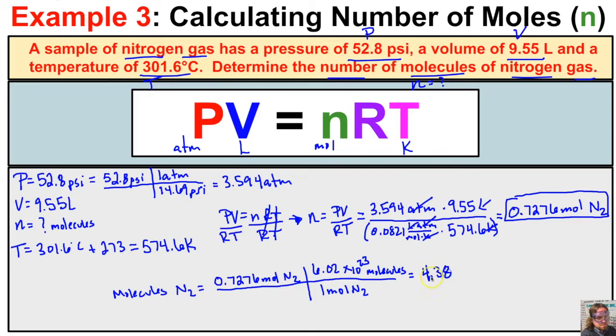4.38 times 10 to the 23rd molecules of nitrogen gas. All right, so there's a lot going on in this problem. A lot of conversions need to be made before you even plug it in, but there is your final answer. Let's take a look at another problem.